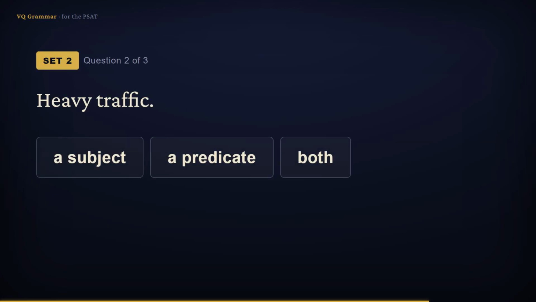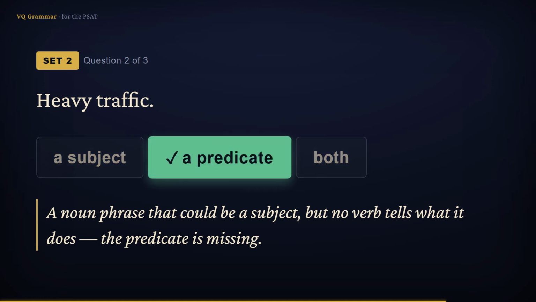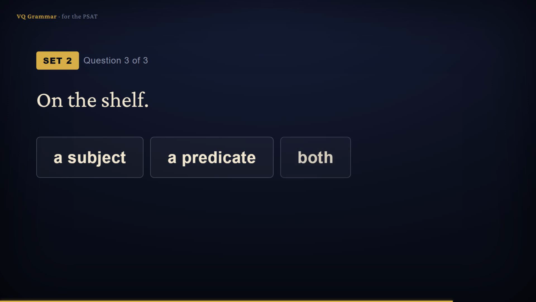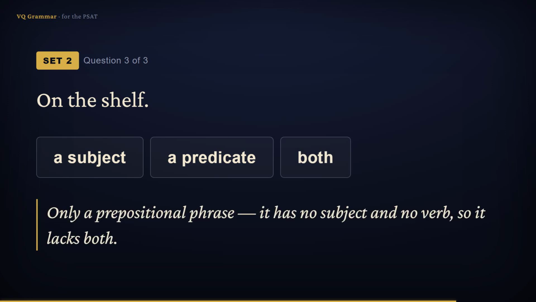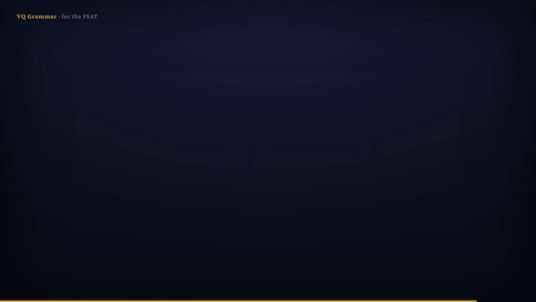Heavy traffic. This could be a subject, a who or a what, but then nothing is said about it. There's no verb telling us what the traffic does. So the answer is a predicate. On the shelf. This is only a prepositional phrase. There's no one here, so no subject, and nothing happens, so no verb. It's missing both parts, so the answer is both.